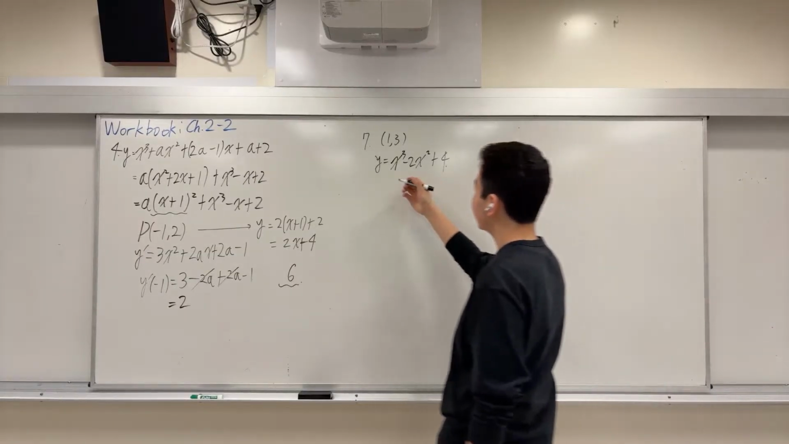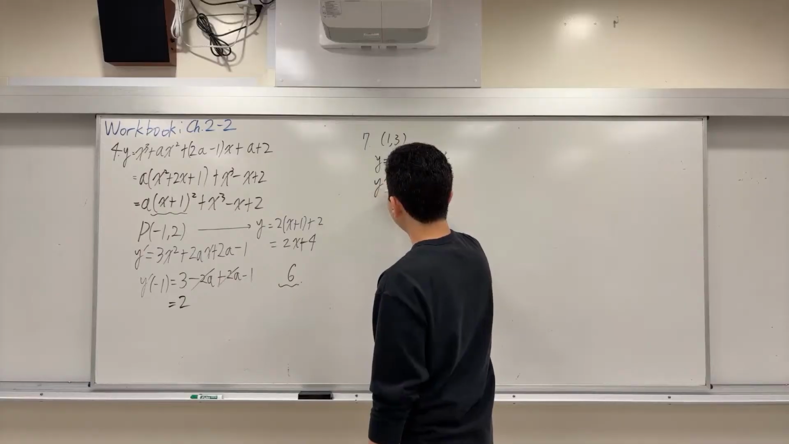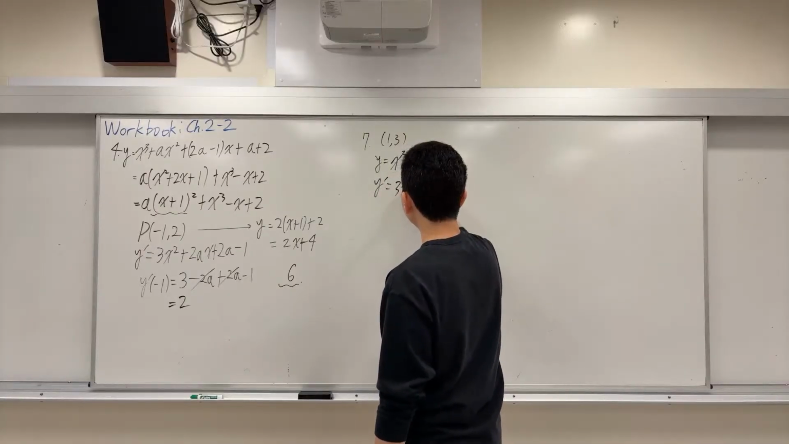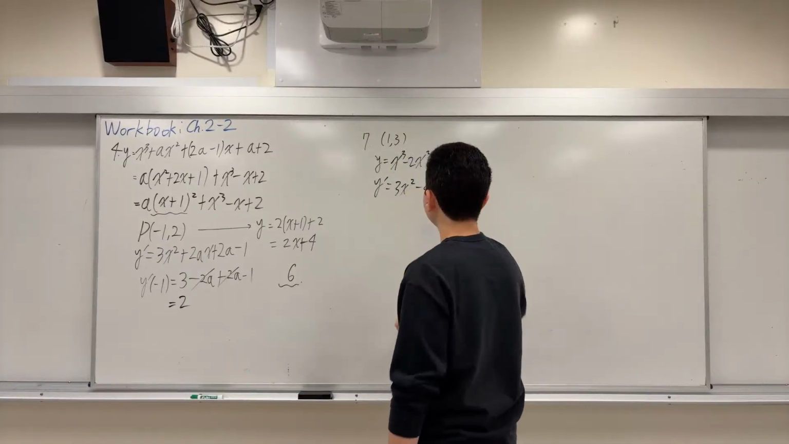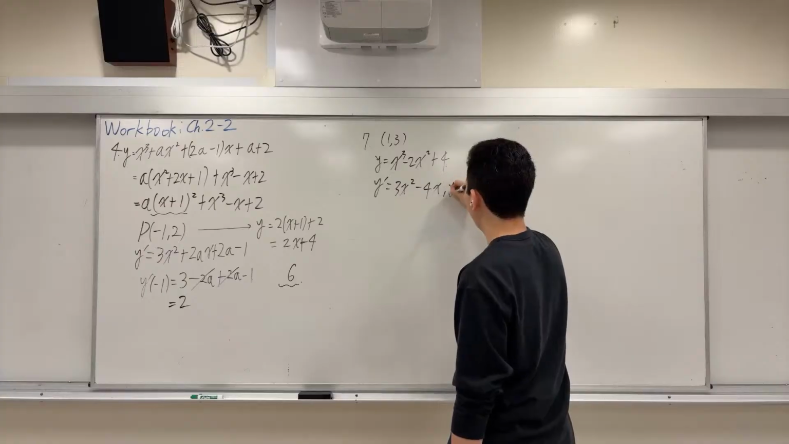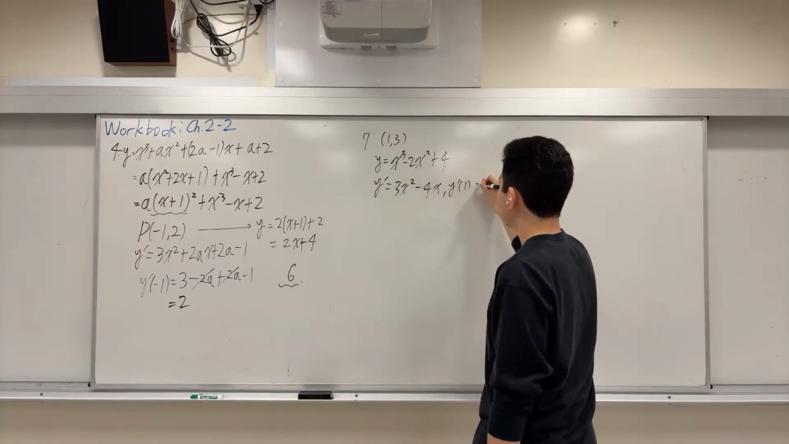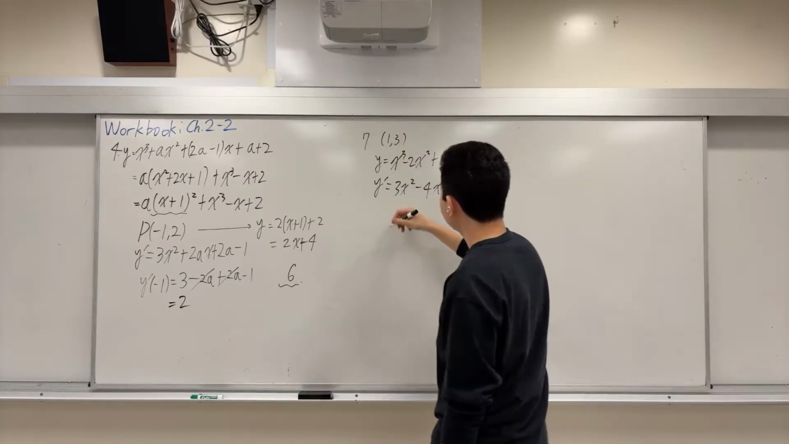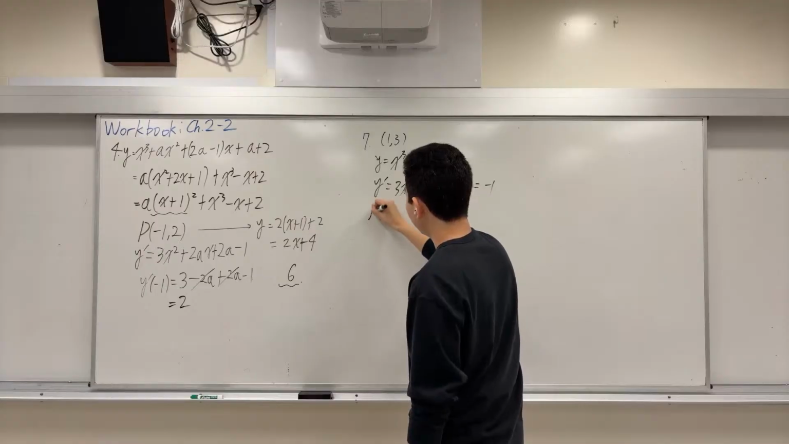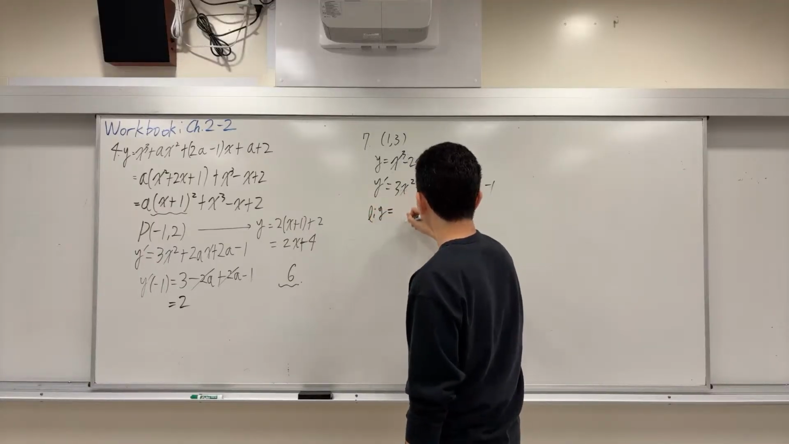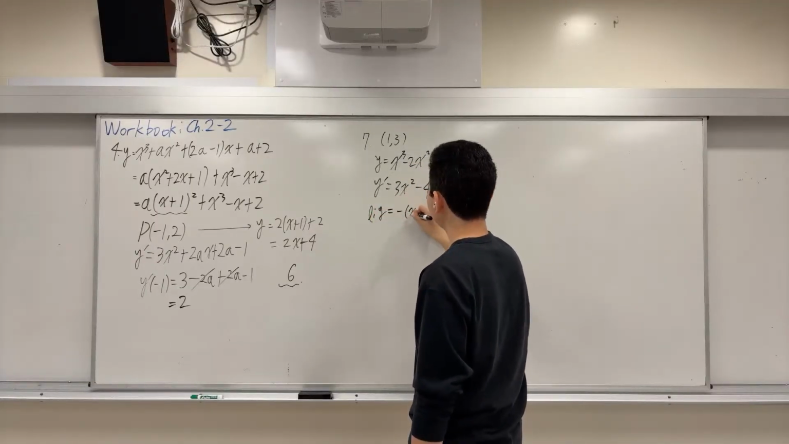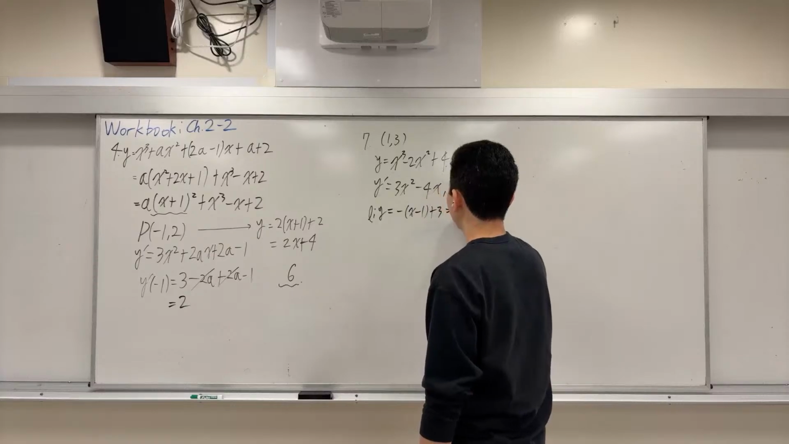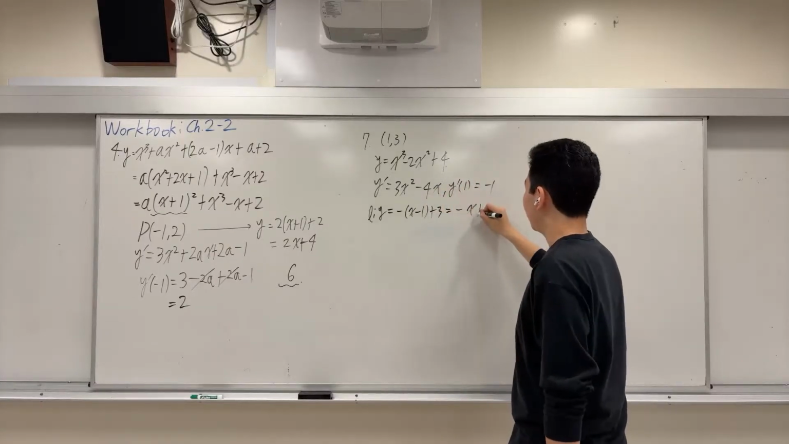So first up, the tangent line. As usual, it's a pretty straightforward process. y prime is 3x squared minus 4x, and y prime of 1, which we're trying to find, is negative 1. So we get our equation. Our tangent line, I'll call it L, would have the equation y equals negative 1 times (x minus 1) plus 3, which would be negative x plus 4.